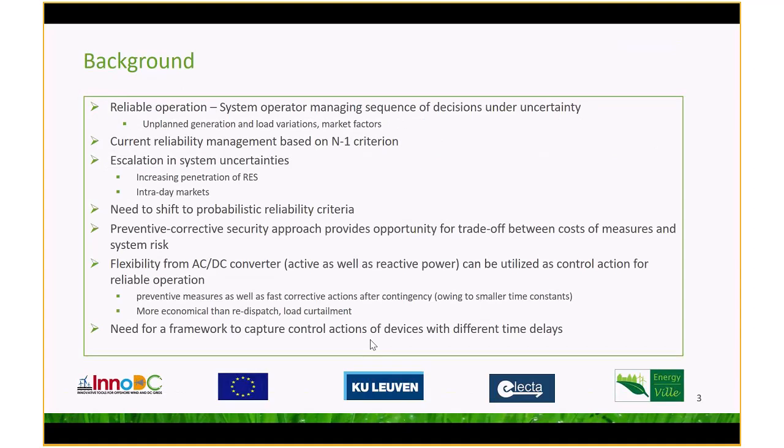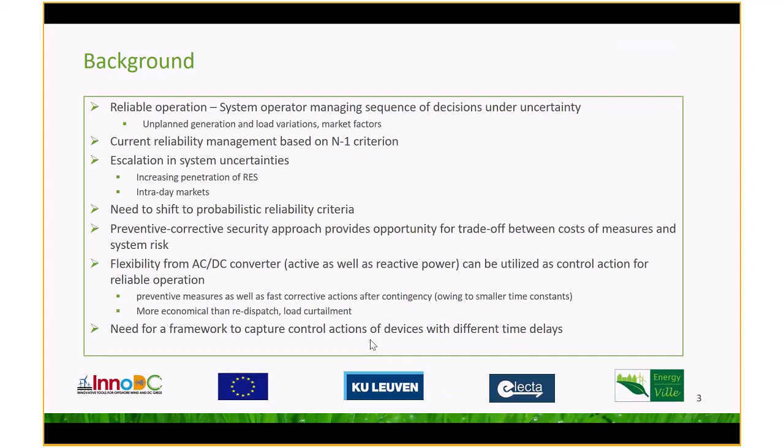Reliable operation involves a sequence of decisions taken by the system operator under uncertainty. This uncertainty may be due to a lot of factors such as unplanned generation and load variations, as well as market factors. The current reliability management is based on the N-1 criterion. However, there are increasing system uncertainties. This is due to the increasing penetration of renewable energy sources, as well as the shift towards intraday markets. Thus, there is a need to move towards probabilistic reliability criteria.